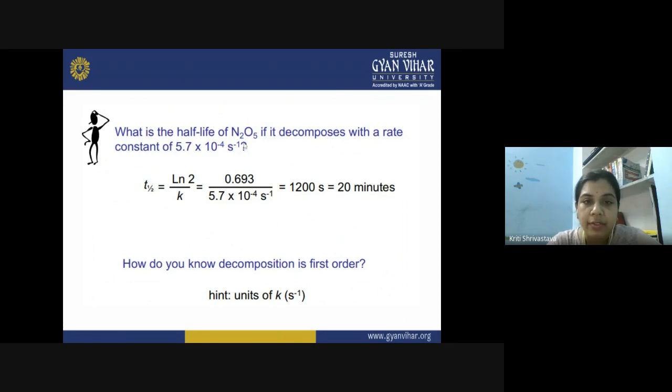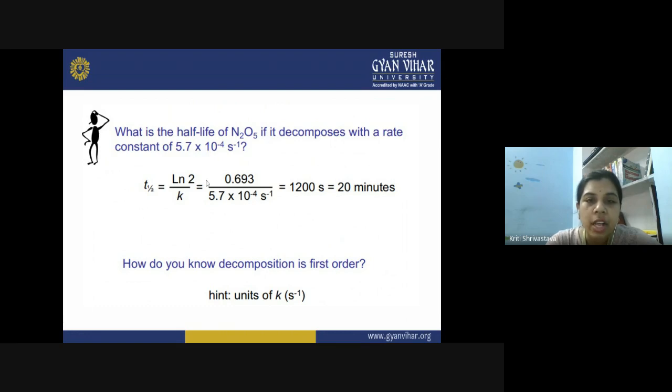What is the half-life of N2O5 if it decomposes with a rate constant of 5.7 × 10^-4 second inverse? The second inverse is what? It is the rate constant unit for first order reaction. And this we have seen in the previous lecture, how we obtain the unit of the rate constant. So now let us try to calculate the half-life of this species.